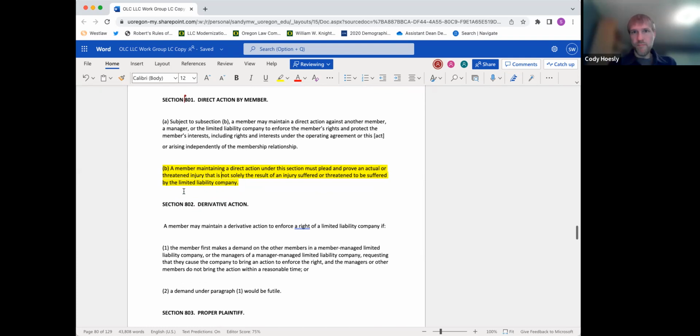In particular, this is something where Kyle and Aurelia and I did section 8, and a lot of what we talked about for article 8 the group all agreed on, but there were a few issues that we had not agreed on. This was one where the defense bar was going to look at it and think about it. So we had proposed modifying this to say that a member maintaining a direct action under this section must plead and prove either an actual or threatened injury that is distinct from an injury suffered or threatened to be suffered by the limited liability company, or a breach of a contractual, fiduciary, or other special duty owed by the defendant to the member.